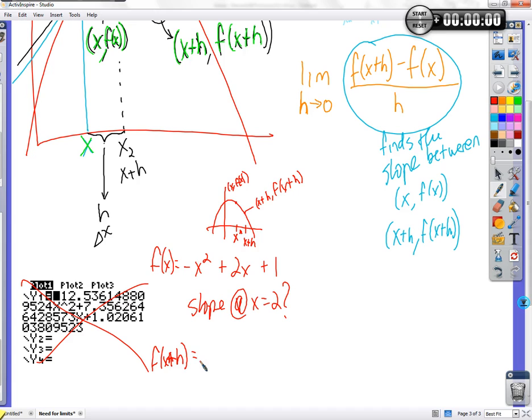Well, what does that mean? What are we going to do with x plus h? Negative x plus h squared plus 2 times x plus h plus 1. There's our f of x plus h. What just happened right there? You just took x plus h and put it in for every x. Oh, okay.